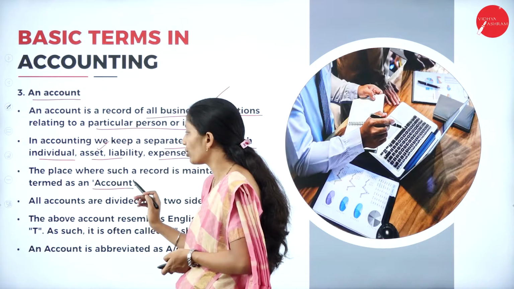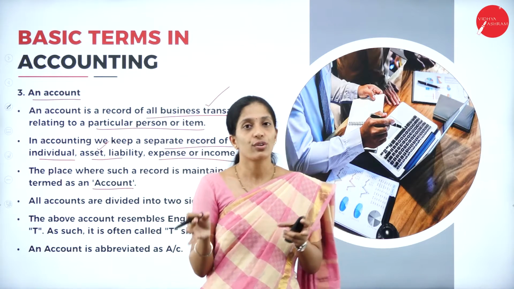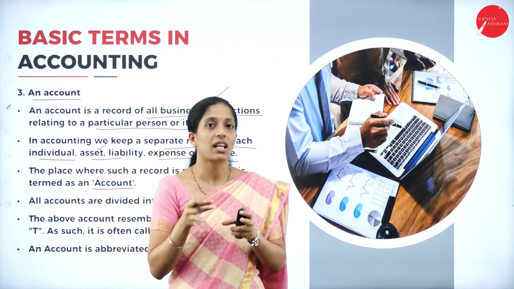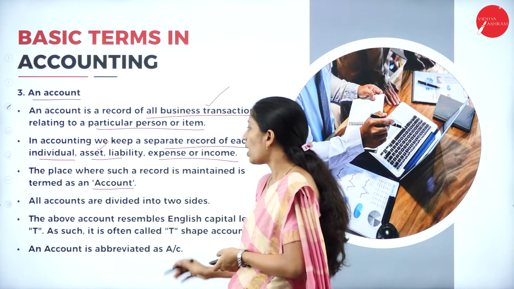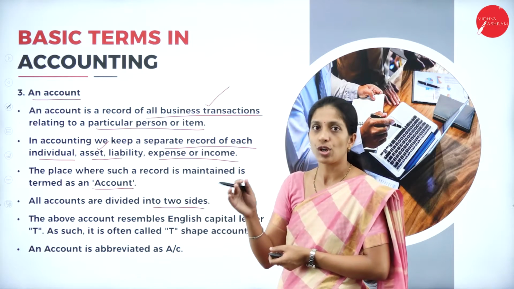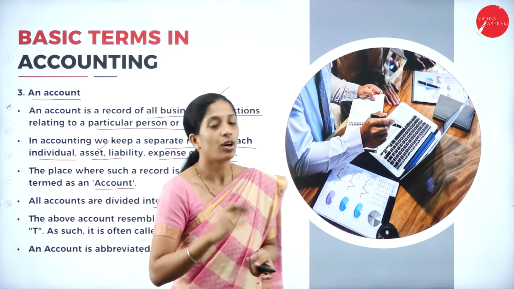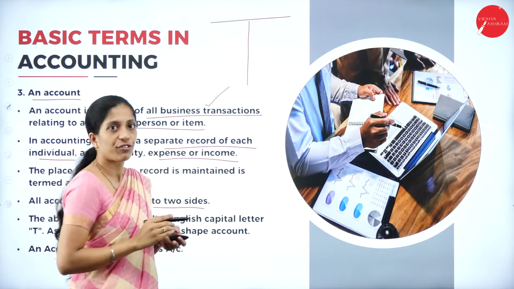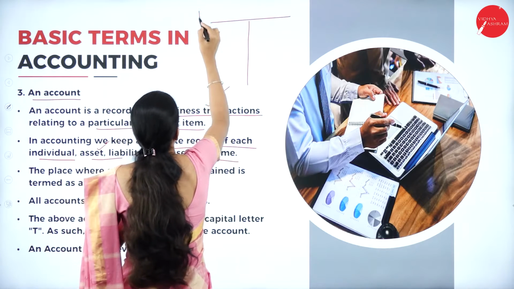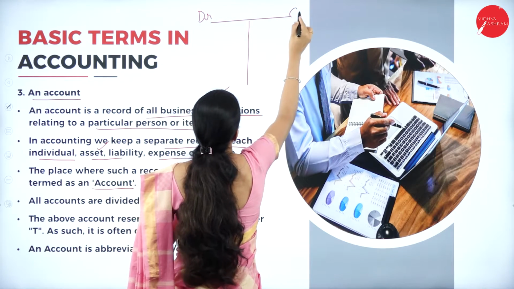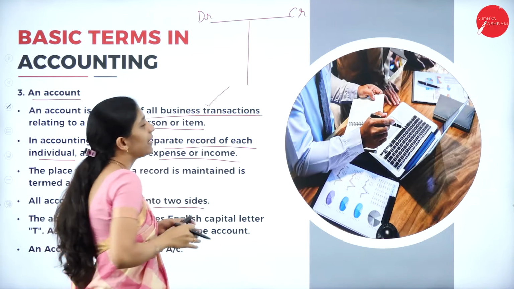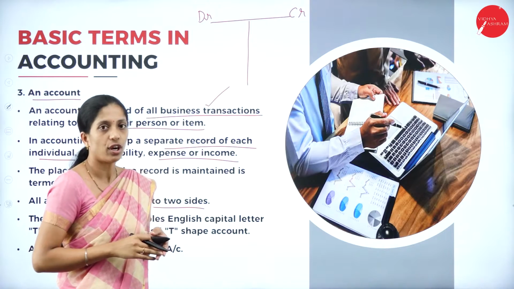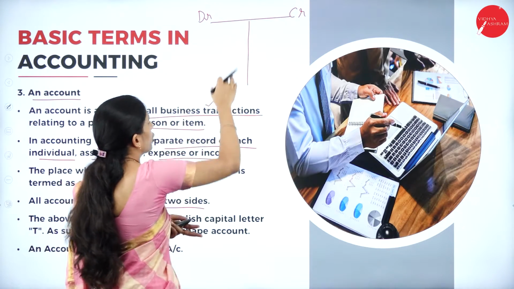As I have already told you, the place where we classify the items of accounting is called an account. All accounts are divided into two sides. Normally the account will be in the shape of T, where the left side will be the debit side and the right side will be the credit side. So the left side indicates the debit side and the right side indicates the credit side of your account.